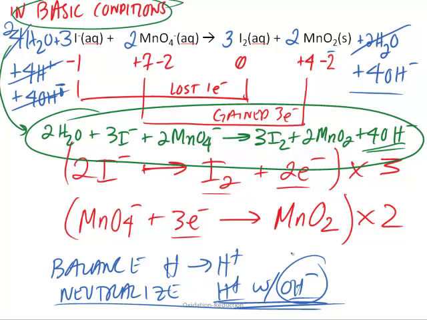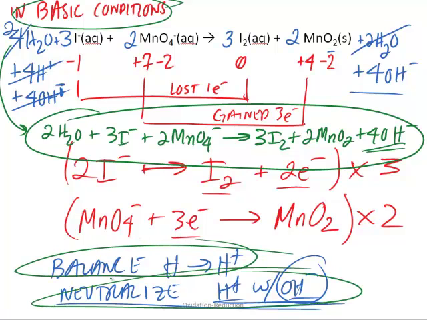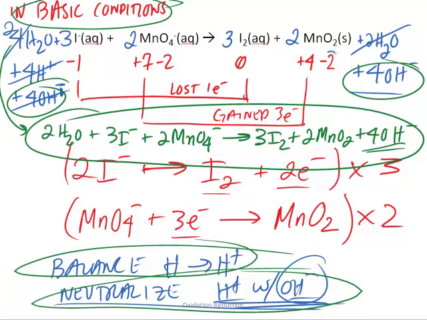And again, you can just balance those with H plus ions like we did at the beginning, and then neutralize with hydroxides by adding hydroxides to both sides of the equation, producing waters, and then of course just cancel out any waters that are on both sides of the equation.